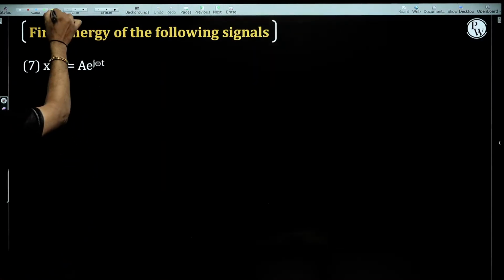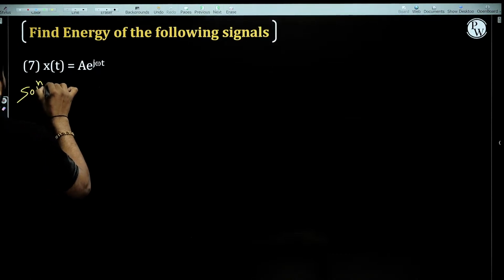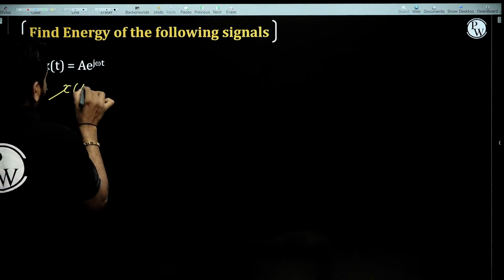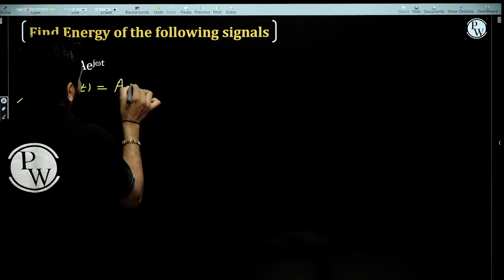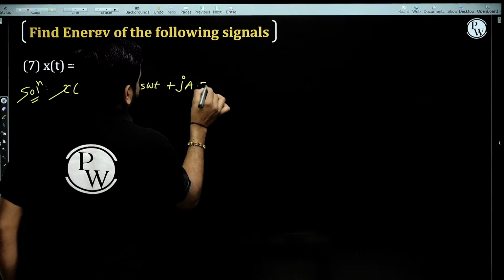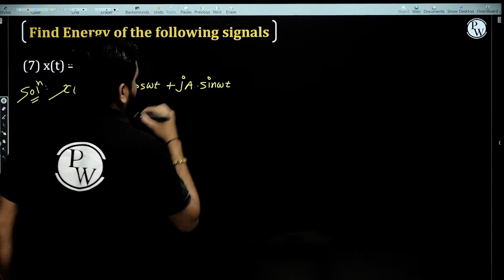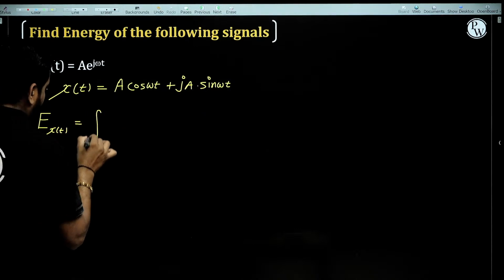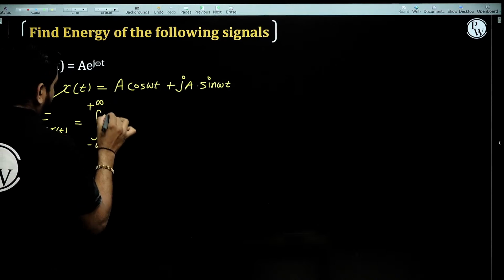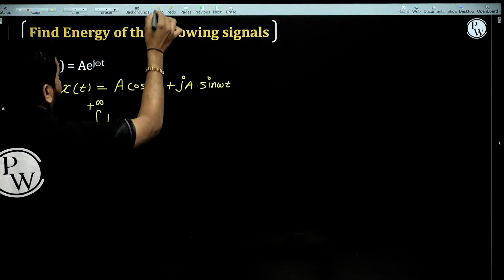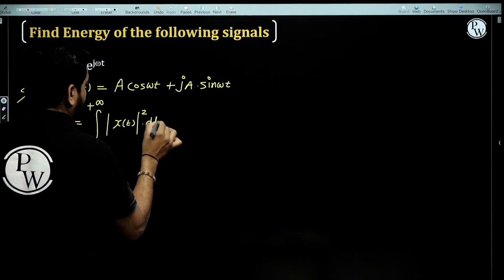Now this is the complex sinusoidal, guys, and we want to calculate the energy of this complex sinusoidal function. Why complex sinusoidal? Because e power j theta, Euler's form, is a cos omega t plus j a sin omega t. So this is a complex valued signal, because the real part is a function of t and the imaginary part is also a function of t. So energy is given by integration from minus infinity to plus infinity. First you have to find the magnitude of x of t, then do the square and then integration.